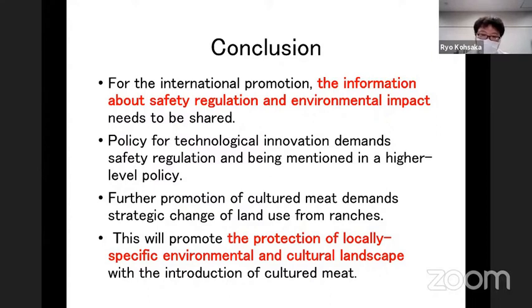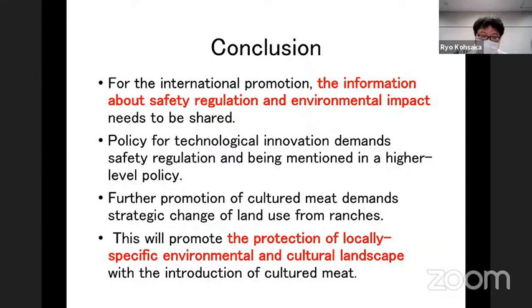To look at the regulations among countries, I certainly find that information sharing about safety regulation and environmental impact is necessary. Countries certainly need some common understanding over the regulation, so that companies don't have to pass the regulation in each country to sell their products. And the second point is that the policy for technological innovation certainly demands some kinds of arrangement in the safety regulation and in the action plan or other policy documents at a higher level. These certainly prepare the formation of the research and development policy.